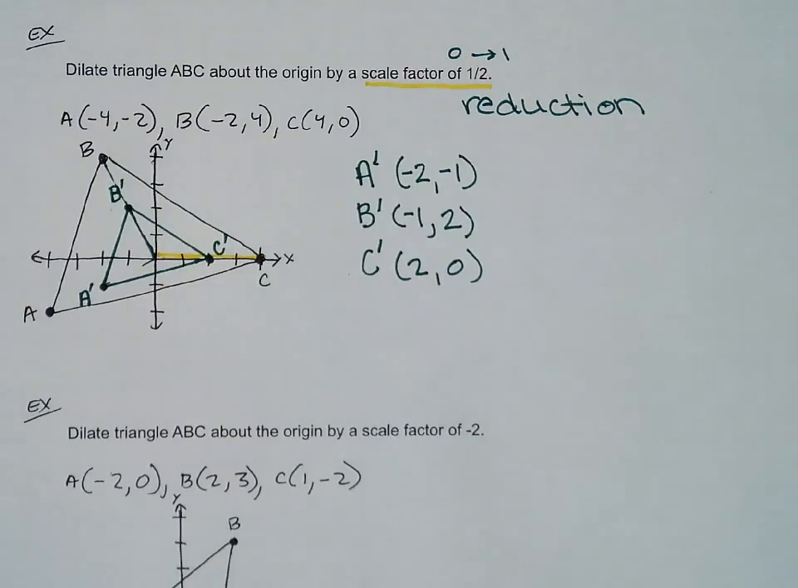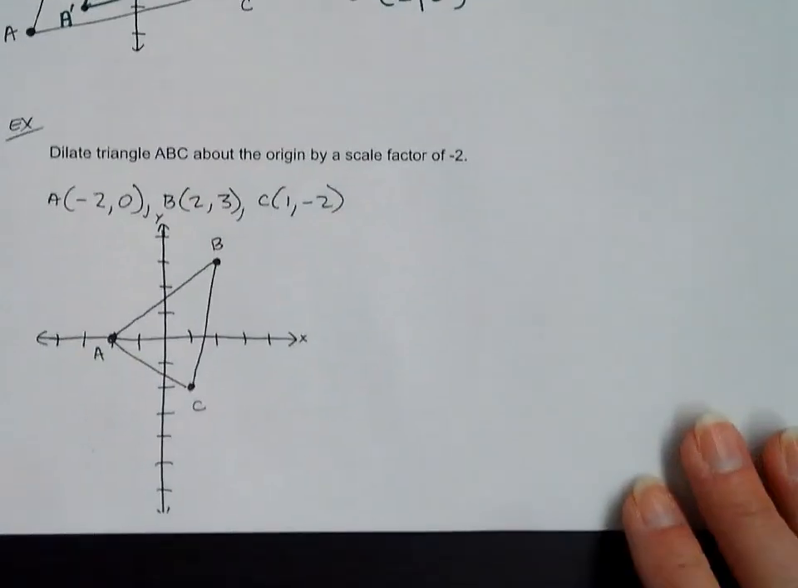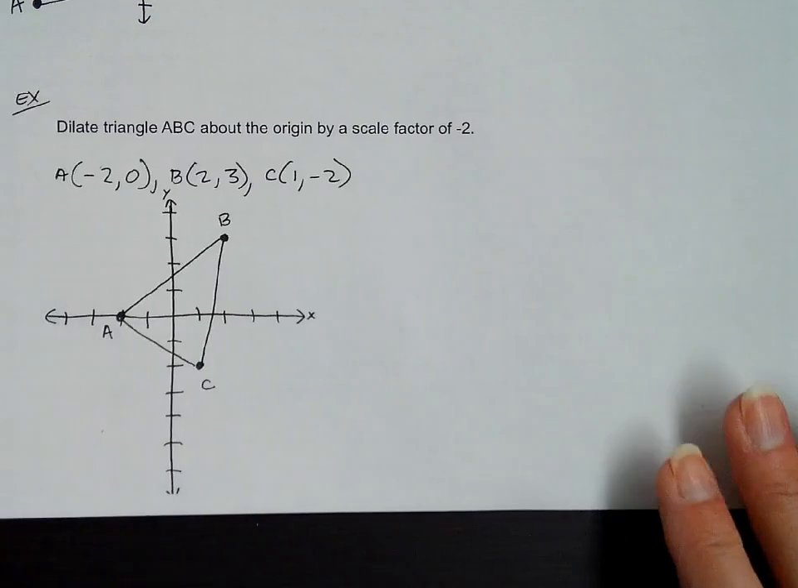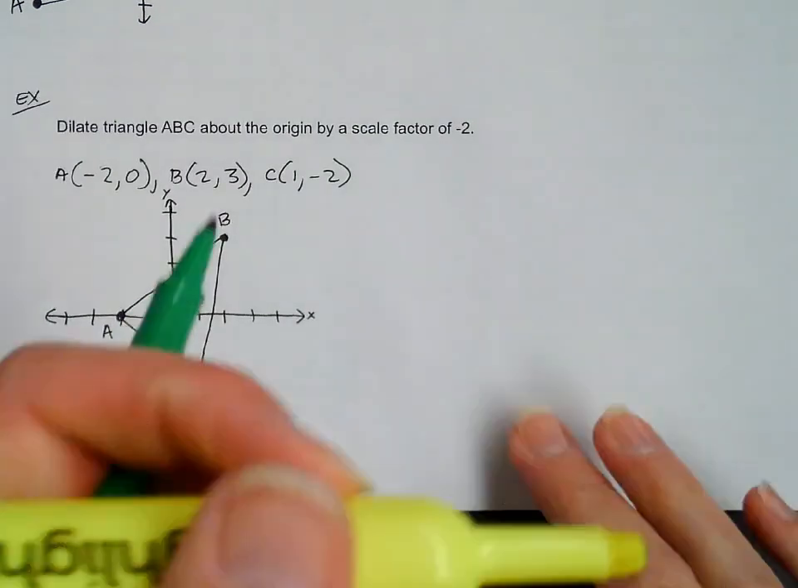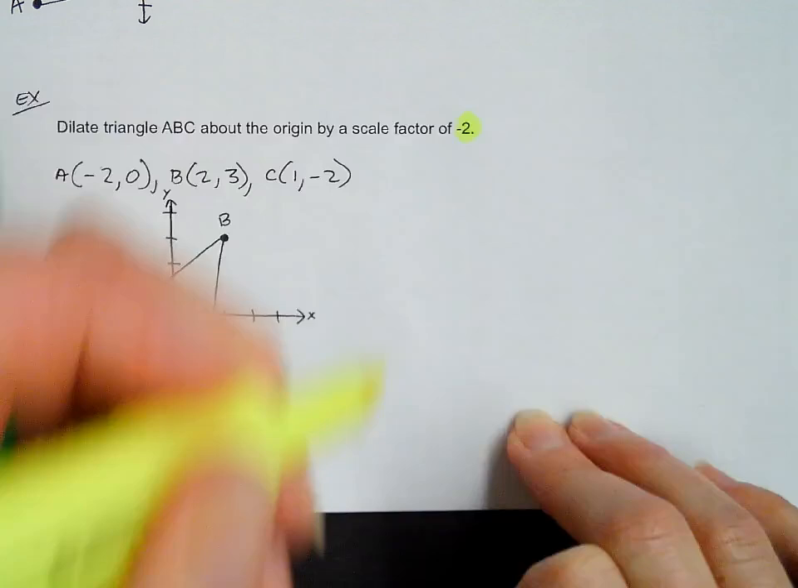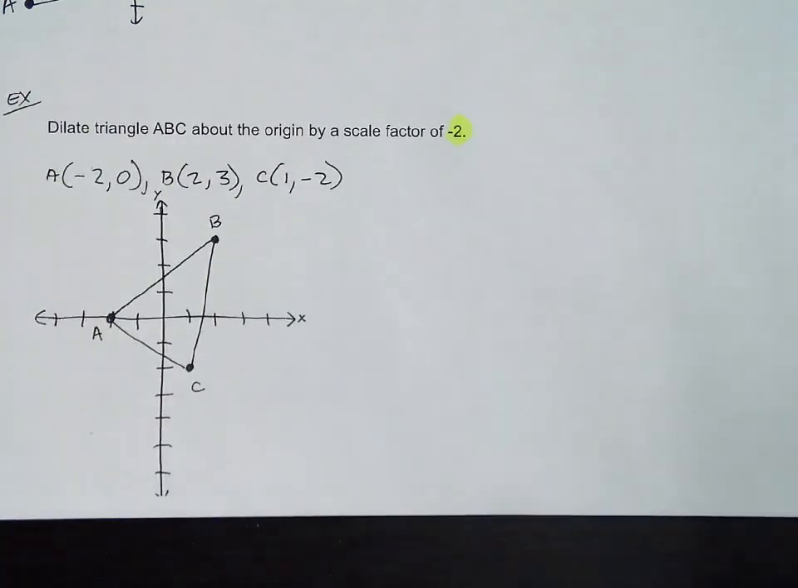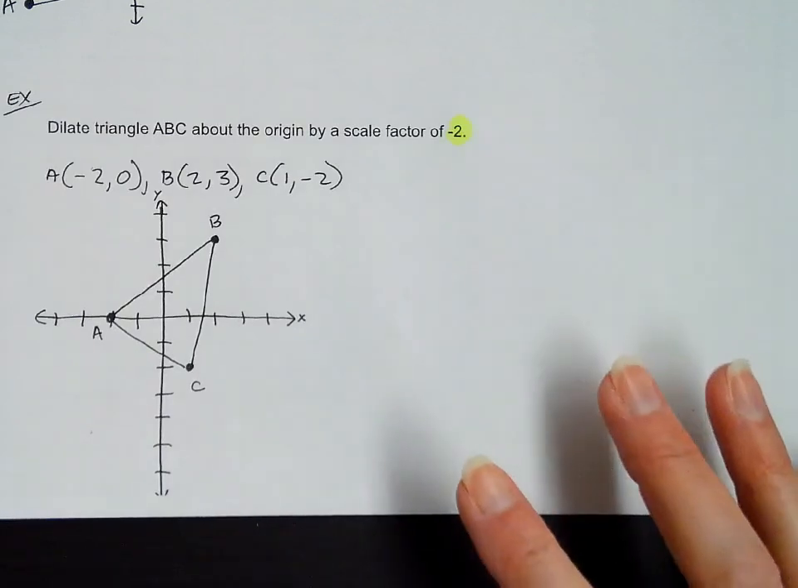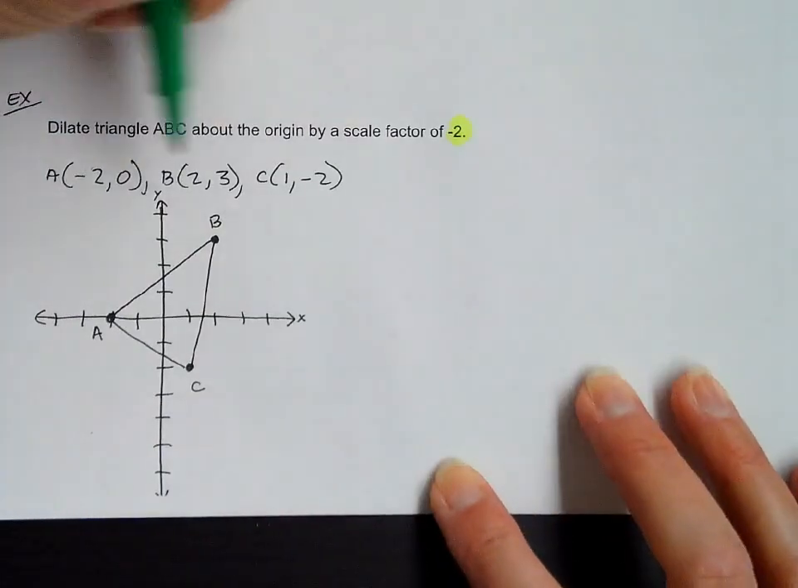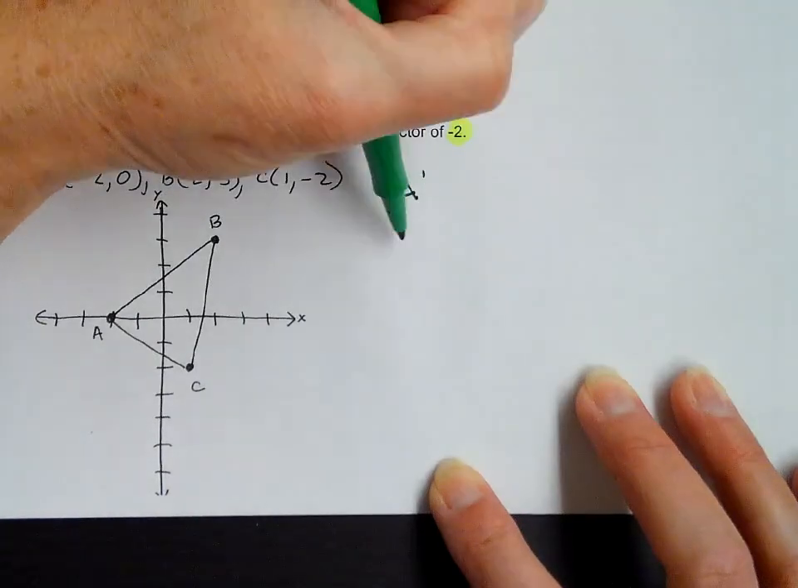Okay, and then our last example is what happens when our scale factor is negative. So it's not larger than 1, and it's not between 0 and 1. So I didn't cover this in the beginning. So we're going to see what happens. We're going to use our same method by taking each of these points and multiplying them by our scale factor.